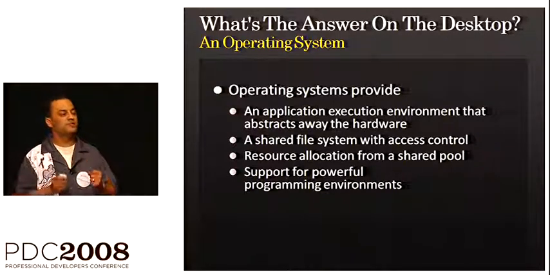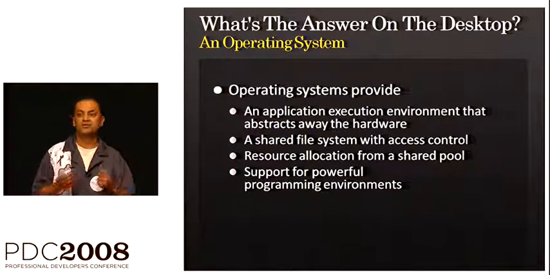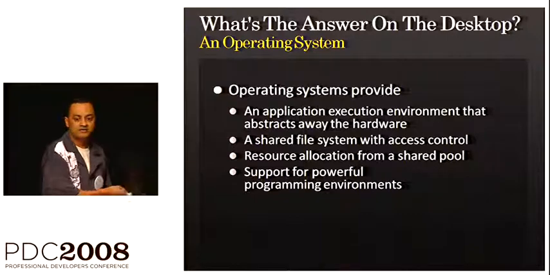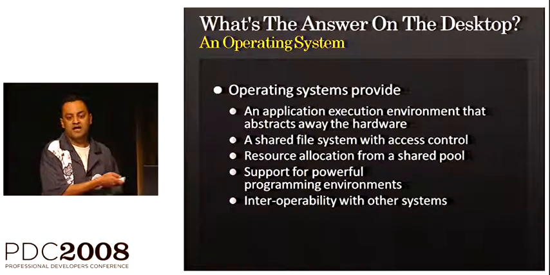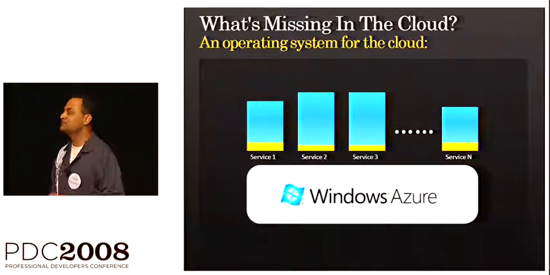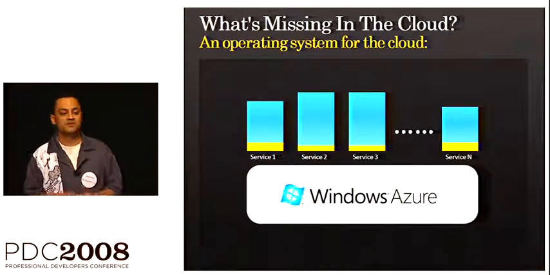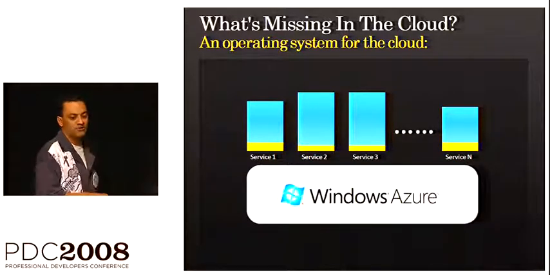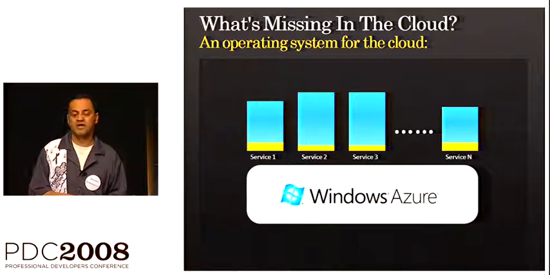All these different pieces work together in a cohesive way, so you can just go write your applications. And so this is really exactly what we're trying to do in the cloud. This is precisely what we believe is missing in the cloud, an operating system for the cloud. That's what we've built. It's called Windows Azure.